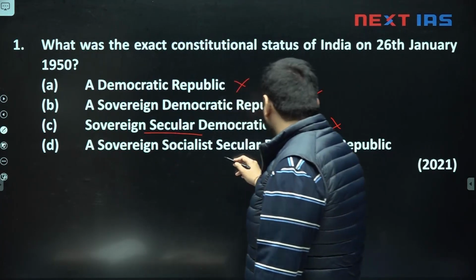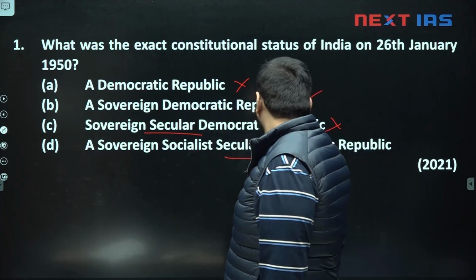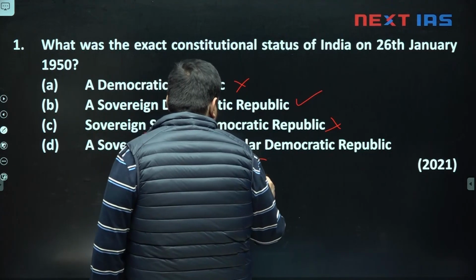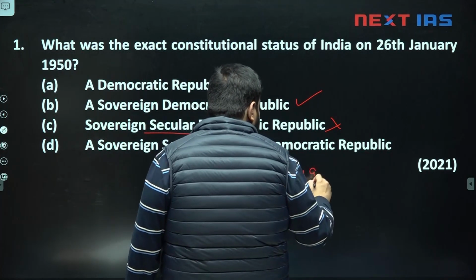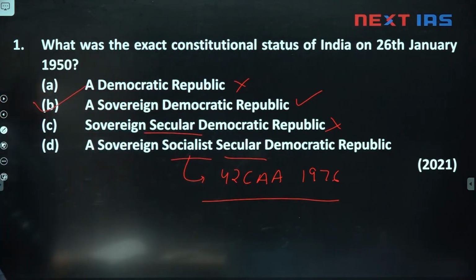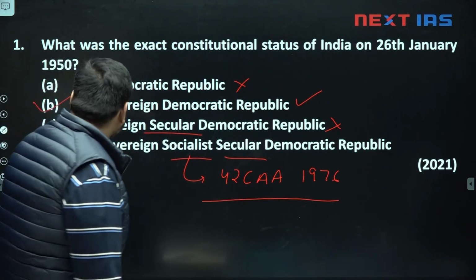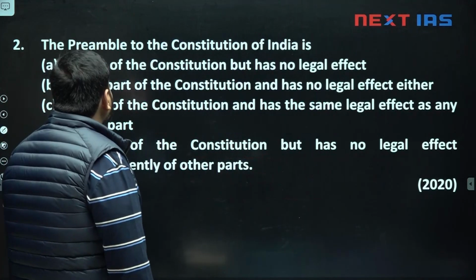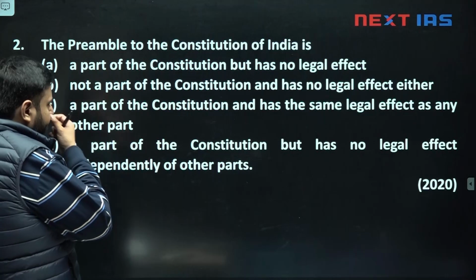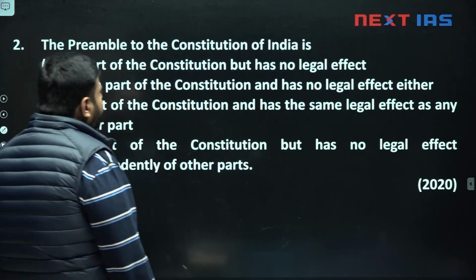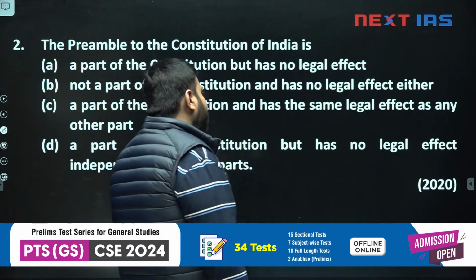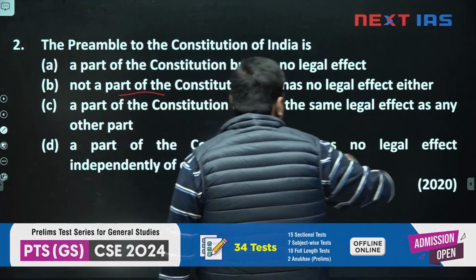A sovereign socialist secular? No. Secular and socialist, they both were added through the 42nd Constitutional Amendment Act 1976. It means the answer is B, sovereign democratic republic. Then, the preamble to the Constitution of India is a part of the Constitution but has no legal effect. Not a part of the Constitution, has no legal effect either. Not a part, so it is wrong.